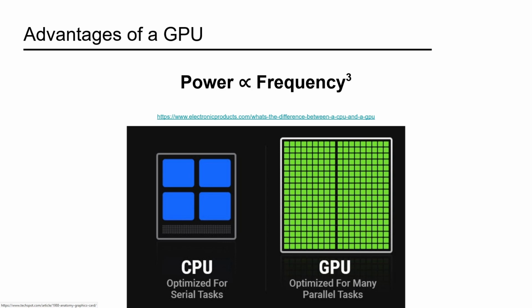For a CPU and a GPU to have a similar throughput, the CPU would need to be clocked at a higher frequency since it only has 4 cores. This would exponentially increase its power consumption. The GPU, on the other hand, has many more cores, so it can run at a lower frequency, but because of the heavy parallelism, it can still achieve the same throughput.